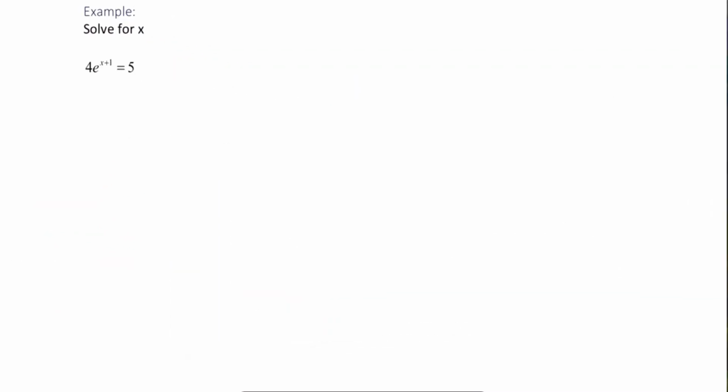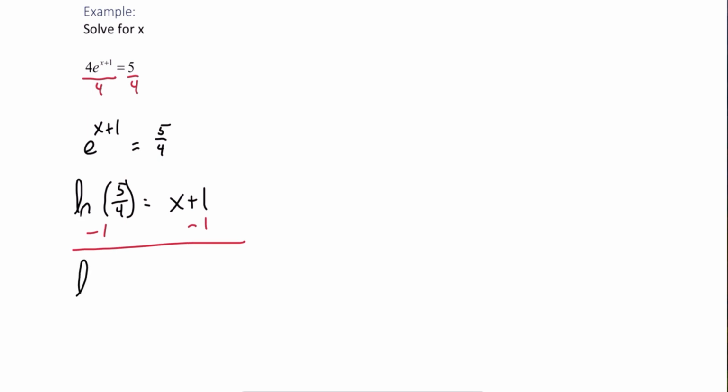In our final example, we have an exponential equation which we again need to first isolate the exponential expression. To do that, we'll divide both sides by 4, leaving us with e to the x plus 1 equals 5/4. Once you've isolated the exponential, we convert it to its equivalent logarithmic form, which is the natural log of 5/4 equals x plus 1.